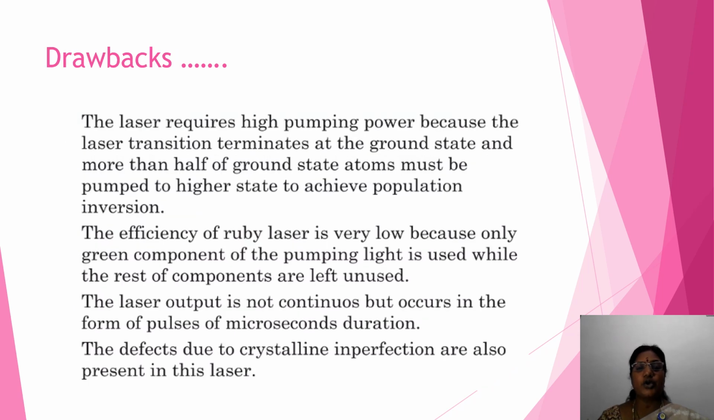There are certain drawbacks of ruby laser. The laser requires high pumping power because the laser transition terminates at the ground state and more than half of the ground state atoms must be pumped to a higher state to achieve population inversion. The efficiency of ruby laser is very low because only the green component of the pumping light is used while the rest of the components are left unused.